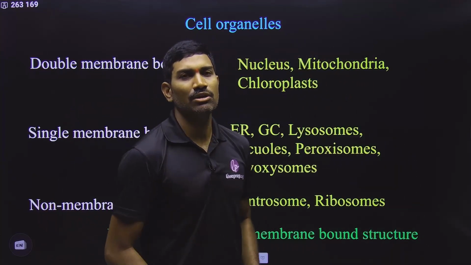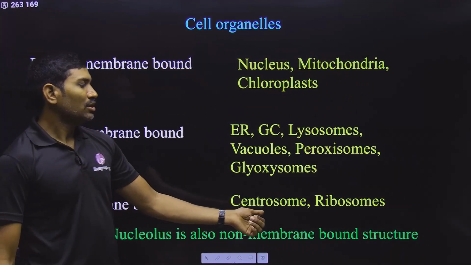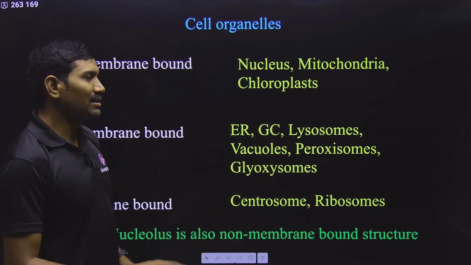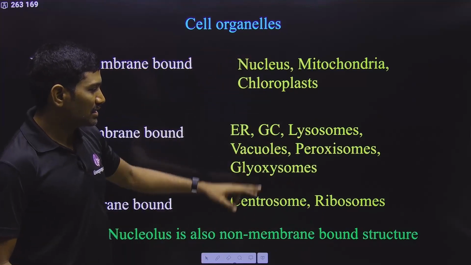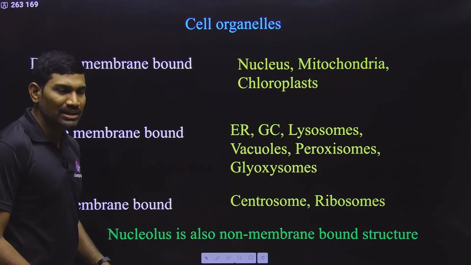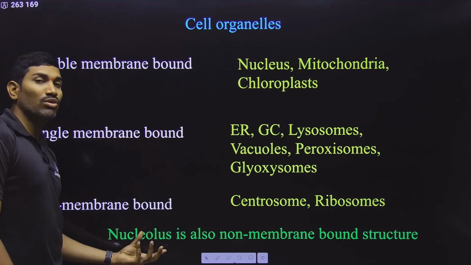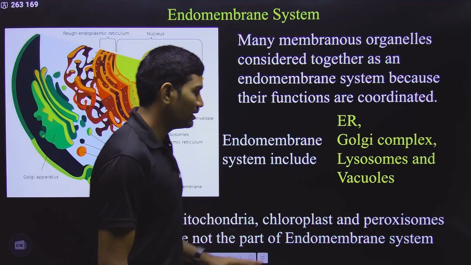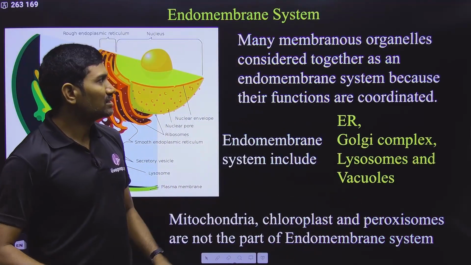Next one, non-membrane bound. There is no membrane around them. What are those organelles? Centrosome and ribosomes. So these are the cell organelles. Okay, clear. Next one, inside the nucleus, generally we are talking about the nucleolus. Under the organelles, we are not counting it, but inside the nucleus, the nucleolus is there, and that also does not have any membrane around it. So these are some important points that we need to remember.